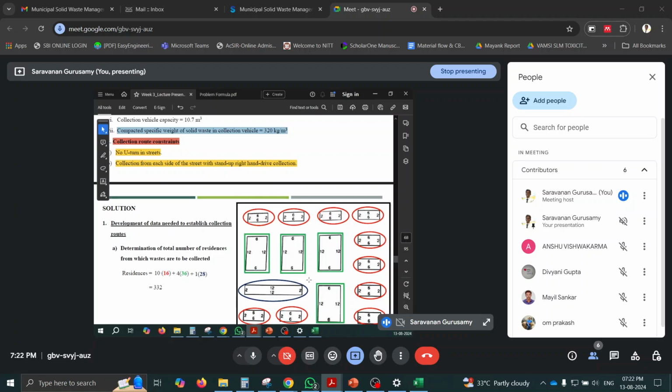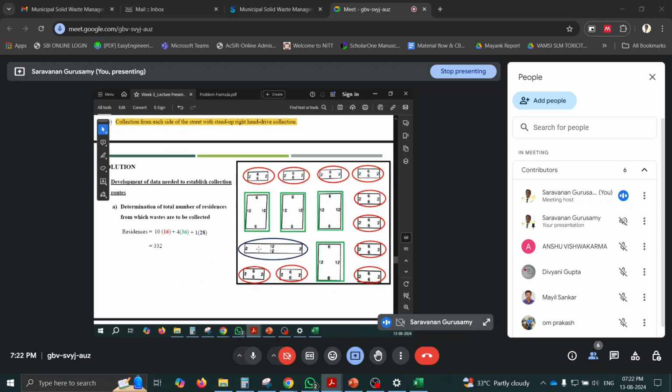So as given in the question, we have this many residents. If you multiply this, 6 plus 6 plus 2 plus 2, it will be 12 plus 4, 16. Here 10 number of 16 residents, 4 number of 36 residents, and 1 number of 28 residents were there in a ward. We have to design for totally 332 residents the collection route.